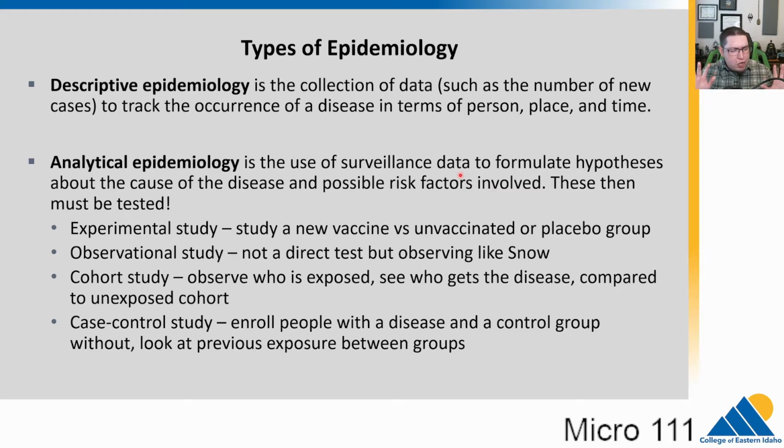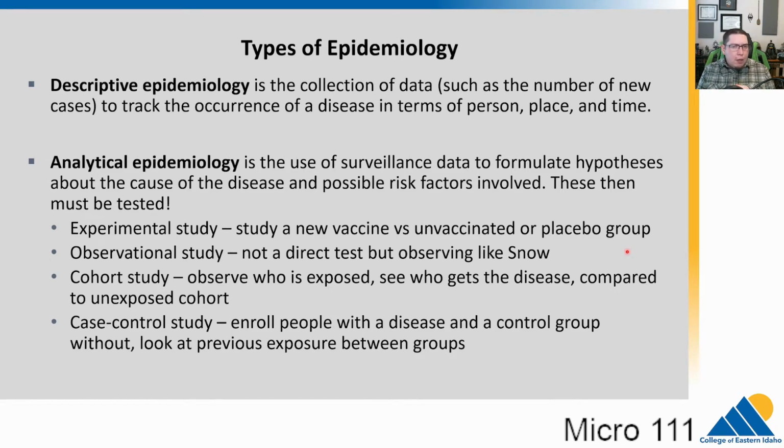We're not going to worry too much about these definitions. I just want to present some possibilities here for you. Okay, so we can do experimental studies. This would be like if we have a new vaccine. We could take a group of people and give 50% of the people the vaccine, and the other 50%, we could give them a placebo or not vaccinate them at all. And then look and see who gets the disease. Does the vaccine group actually get the disease less often? This would be an experimental study.